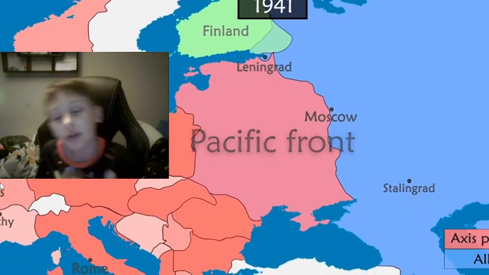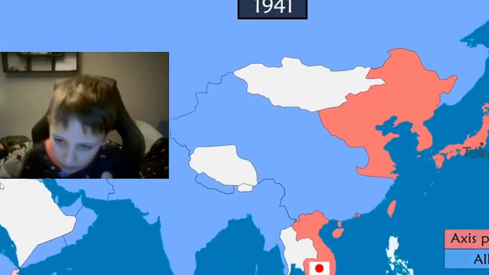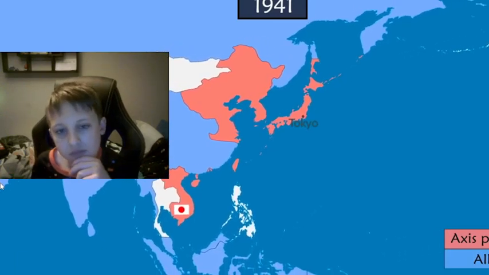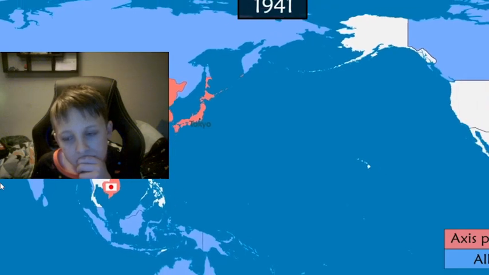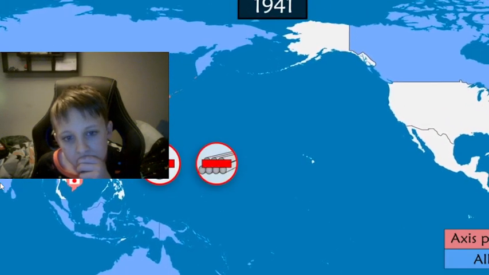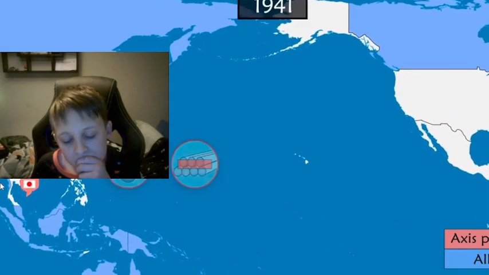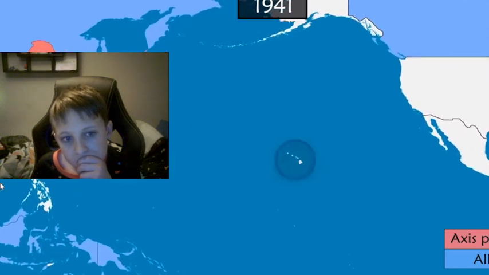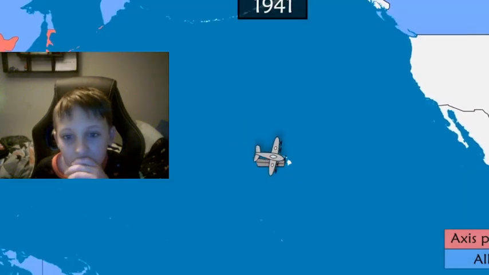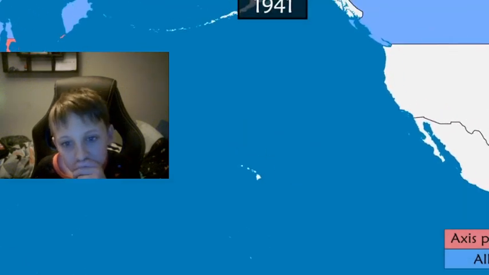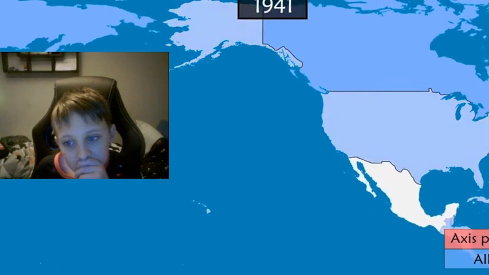In Asia, Japan occupies French Indochina. To counter its expansionist policy, the United States imposes upon it an embargo on oil and steel. In response, the Japanese conduct a surprise attack on the United States at Pearl Harbor. A massive naval bombardment damages a large part of the US naval fleet. The United States enters the war on the Allied side.